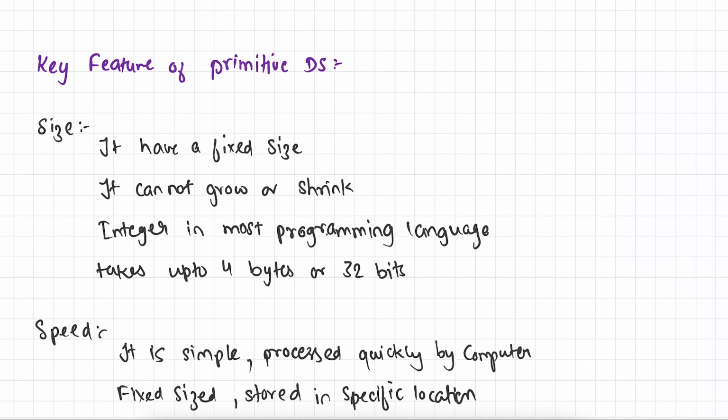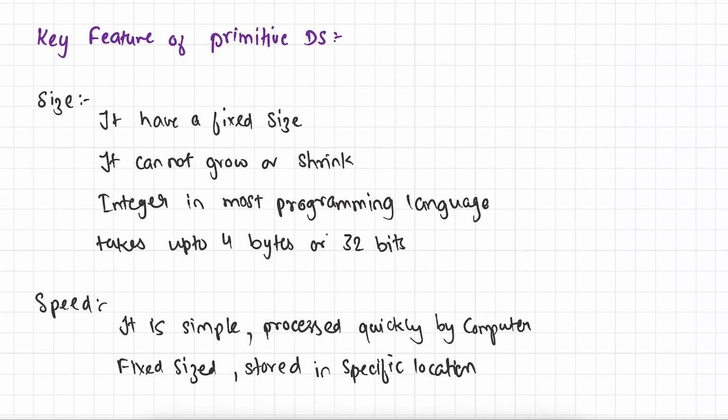Great. Now let's talk about some of the key features of primitive data structures. The first key feature is the size. The size of all primitive data structures is always fixed. It cannot grow or shrink. For example, integer is the most used data structure in all programming languages to store whole numbers, and it takes up to 4 bytes or 32 bits. Even if you provide a number that cannot be stored in 32 bits, it's never going to grow. It always remains 32 bits only.